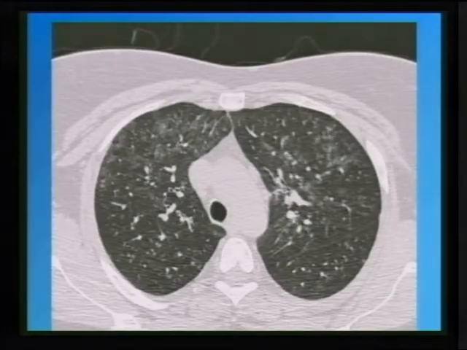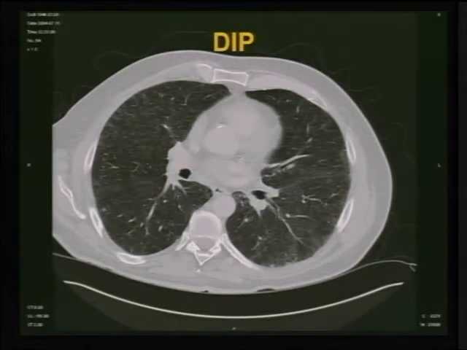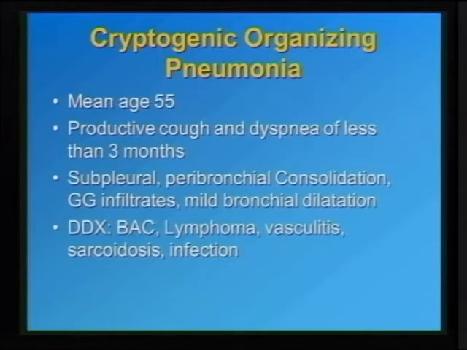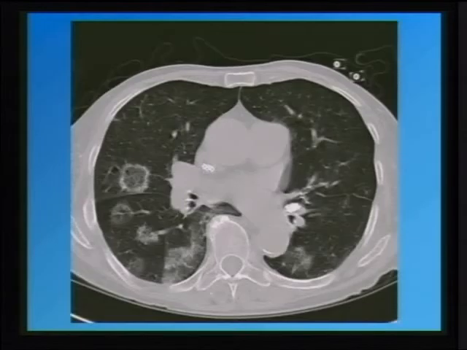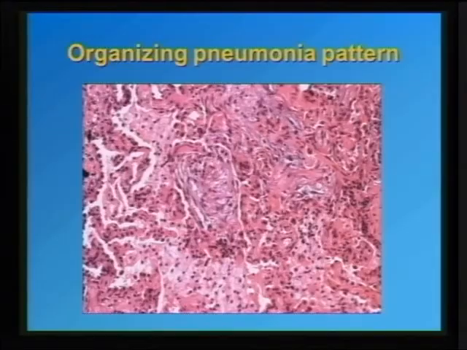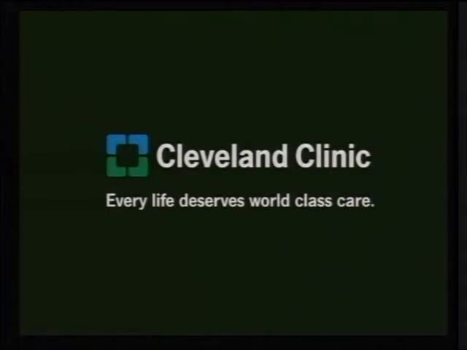Here's another patient with RBILD. And in contrast to DIP, where those can be much more geographic in appearance. COP, again, cryptogenic organizing pneumonia, typically ground glass appearance, no areas of distortion, but the one you recognize is when you have this reverse halo sign or the atoll sign that is highly specific of cryptogenic organizing pneumonia, and a patient with AIP.